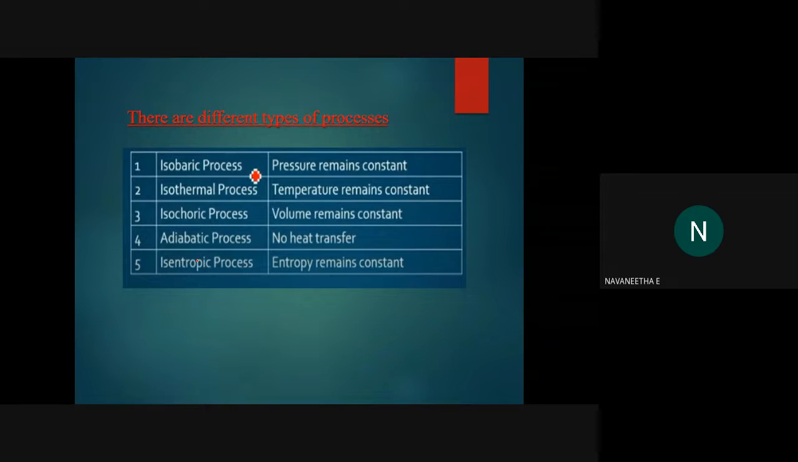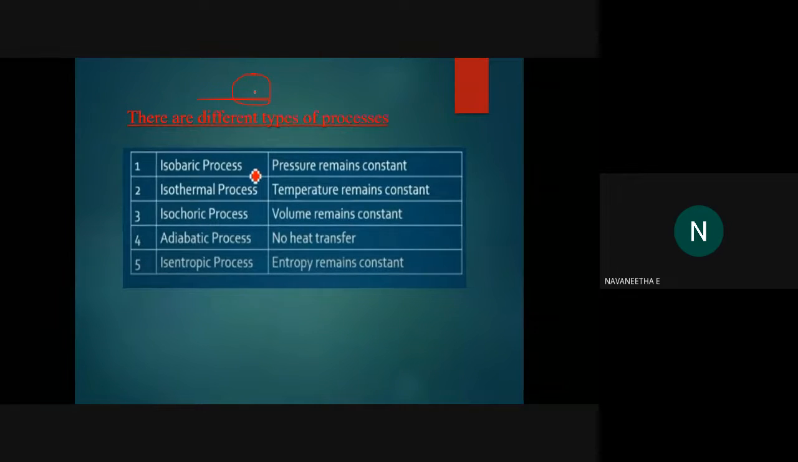It's called an isobaric process. If we are considering a system and doing some work on that system, converting its state from one state to another, and there is no change in pressure in that system during the process, then that kind of process is called an isobaric process. Okay, is it clear? Yes.